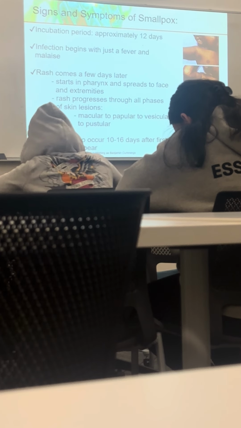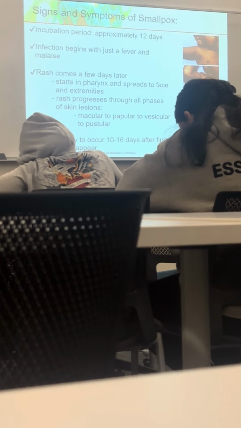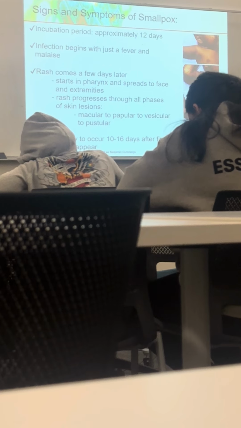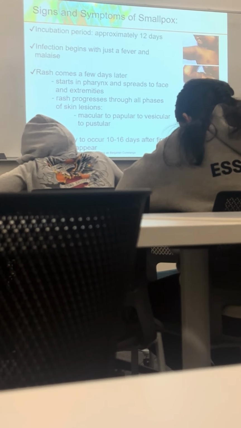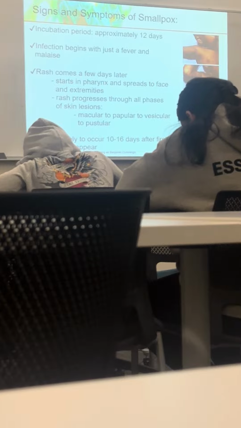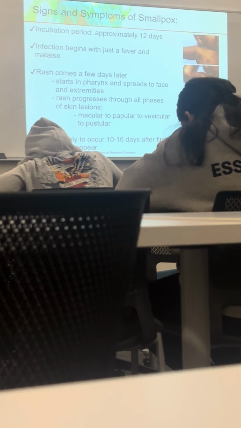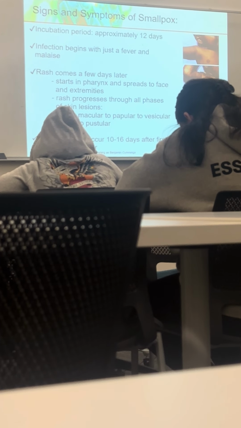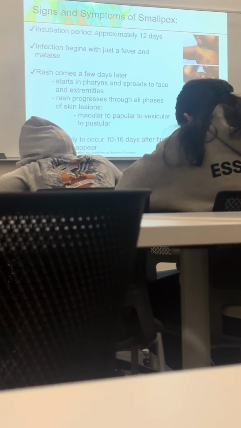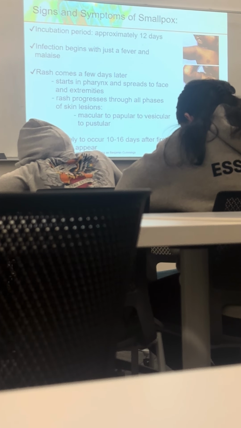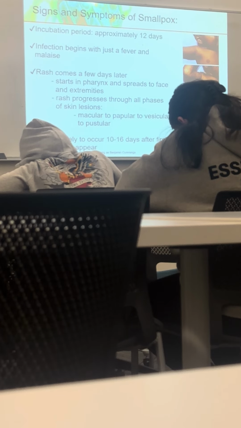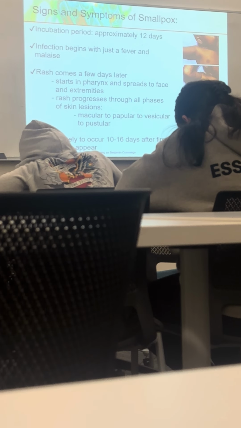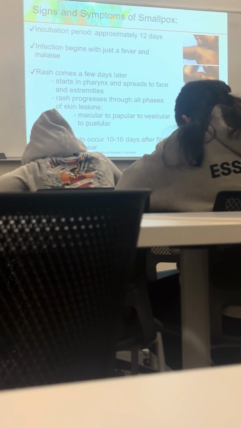Okay. Incubation, 12 days. Infection begins with just a fever and malaise. The rash comes a few days later. Develops from macular to papular, vesicular to pustular. Right? So red dot to red bump to red vesicle to red filled with pus, right? Death, 10 to 16 days after symptoms first appear. So that's fast, right?